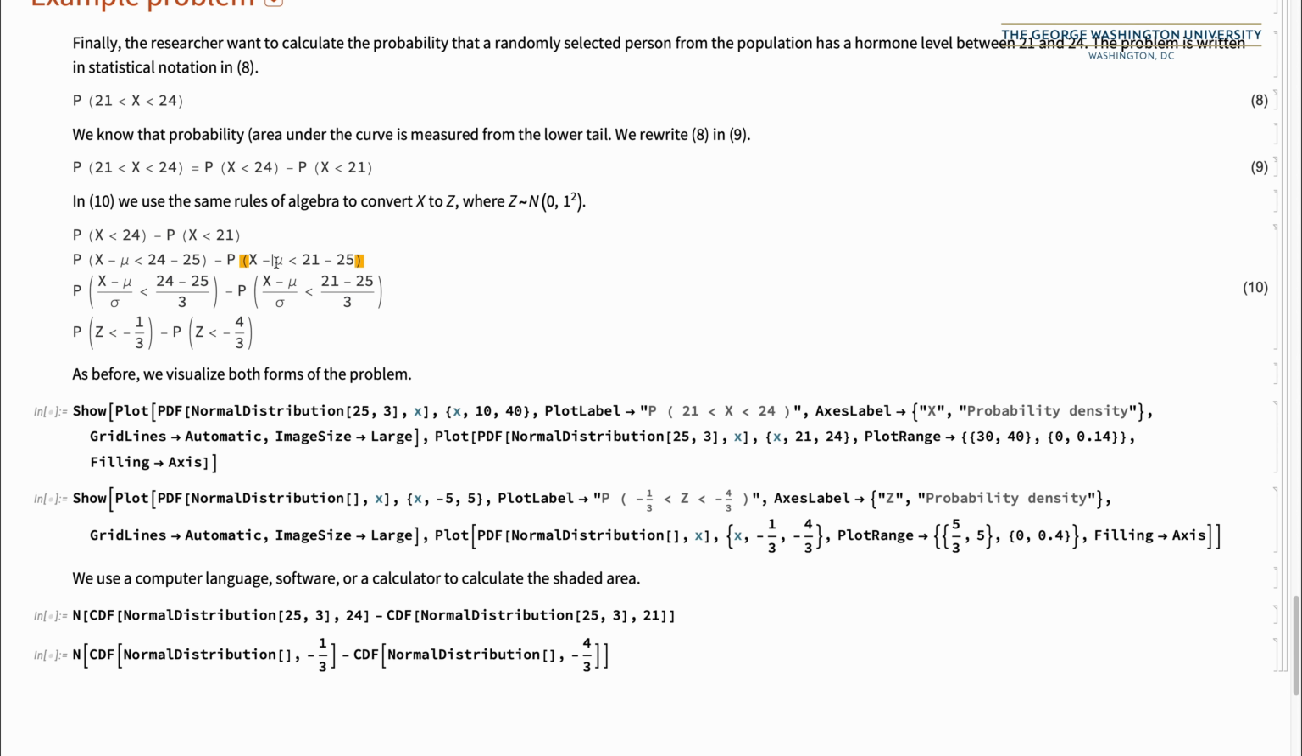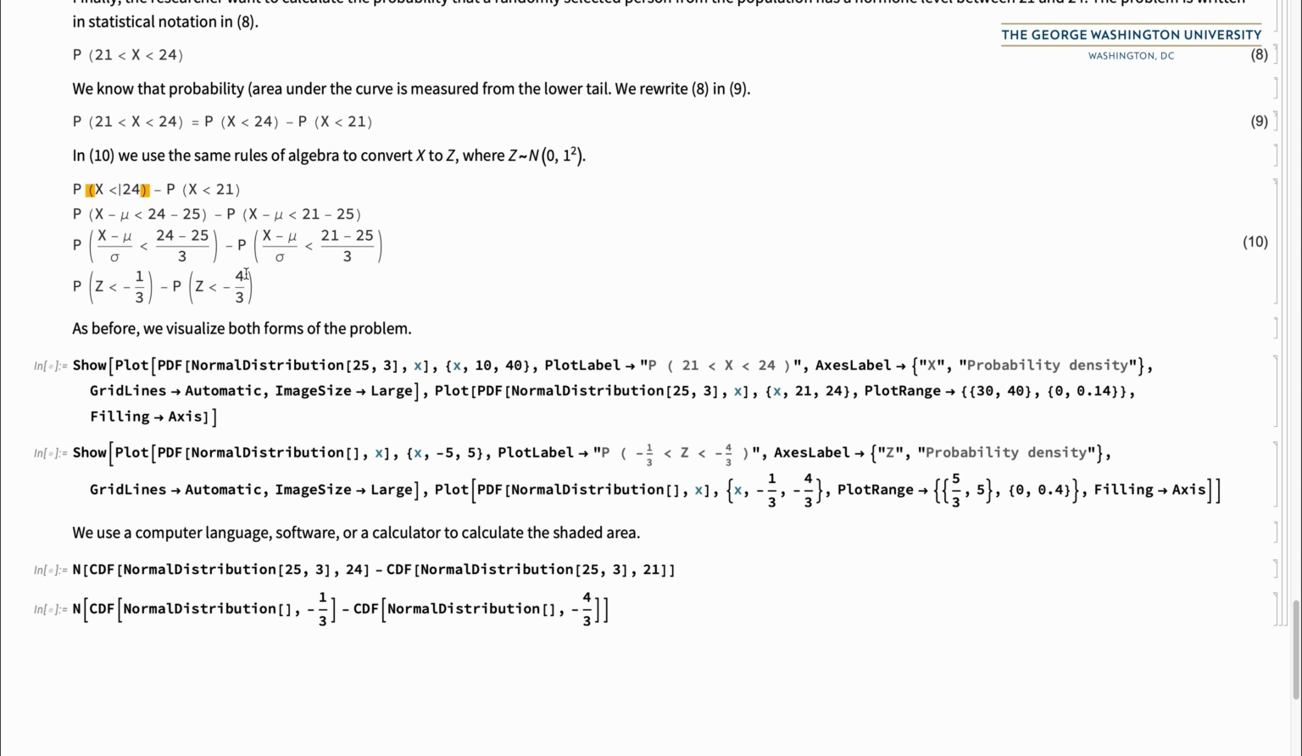So you can pause the video and just have a look at that. I've got it broken down into 2 sections. And again, for each of these 2 inequalities, what I do to the left-hand side, I do to the right-hand side. And in the end, that would be the same as the probability that z is less than negative 1/3 minus the probability that z is less than negative 4 over 3. Let's have a look at that.